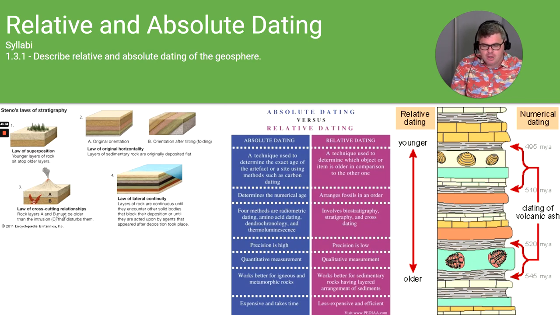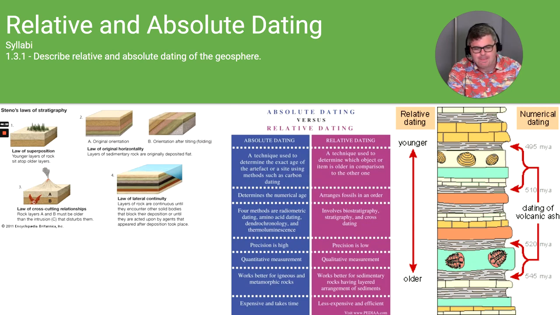The three, law of cross-cutting relationships. Rock layers A and B must be older than the intrusion that disturbs them. You can't cut into a cake if you haven't made the cake yet. Just so, layer C cannot cut into layers A and B unless A and B are already there.